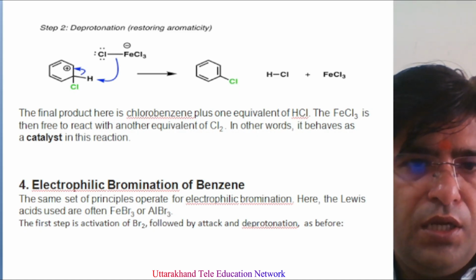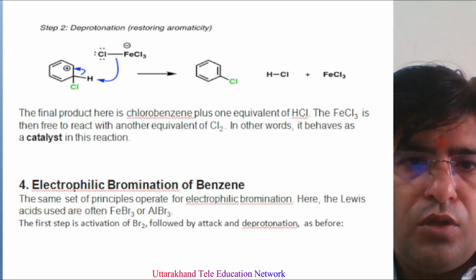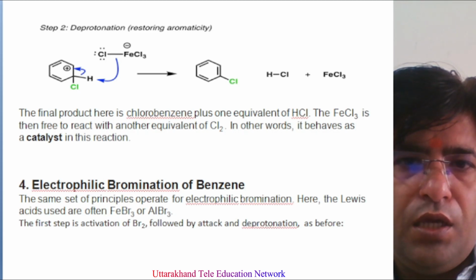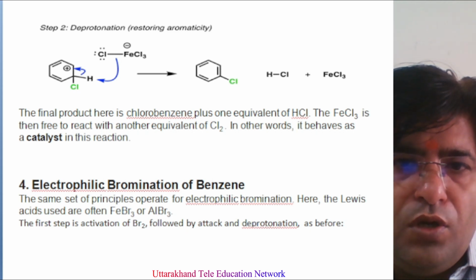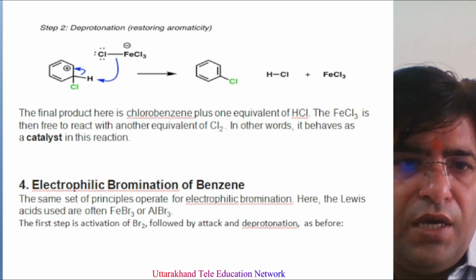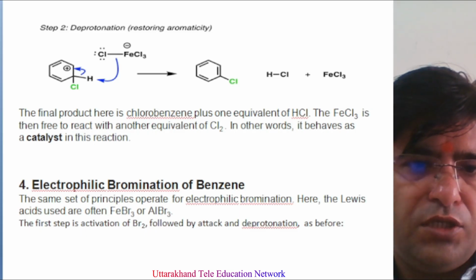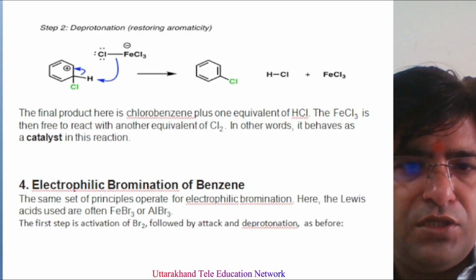The final product here is chlorobenzene plus one equivalent of HCl. The FeCl3 is then free to react with another equivalent of Cl2. In other words, it behaves as a catalyst in the reaction. Like chlorination, electrophilic bromination of benzene takes place in the presence of FeBr3.